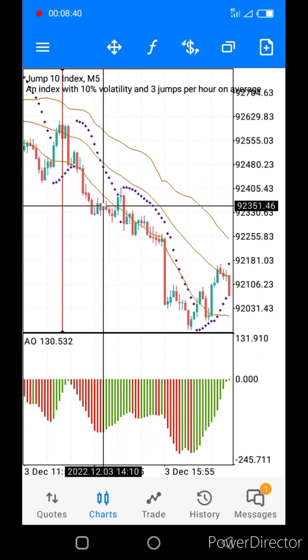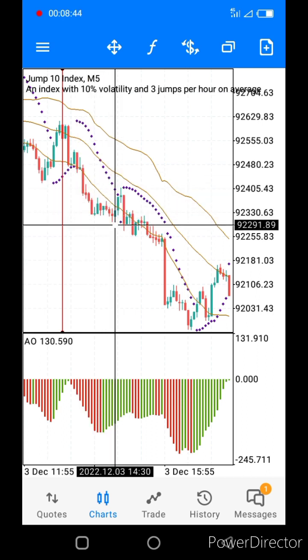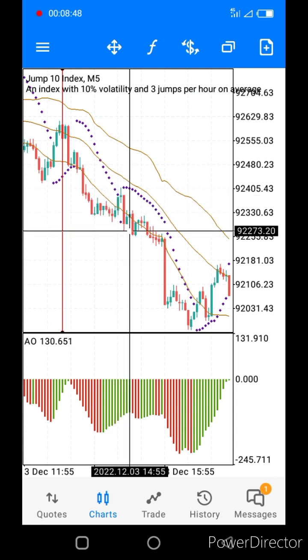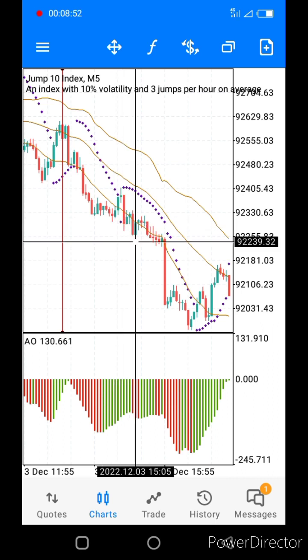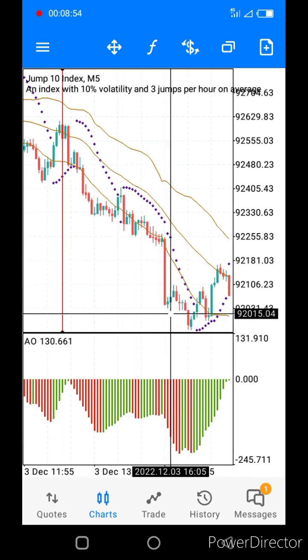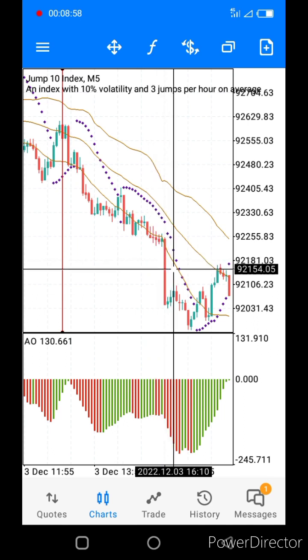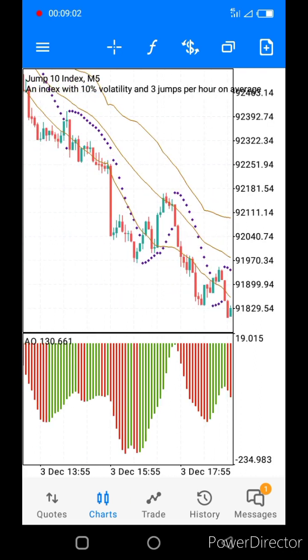What happened? The market came down almost 30 minutes. We have an interruption here, a pullback with just a candlestick or 3 candlesticks. What happened? We have the sell again because the trend is very strong. The signal is strong. The market came down again. Boom. Look at this spike on Jump 10. The market came down. So that is how it happens every day.